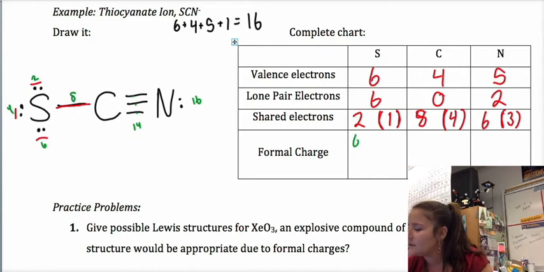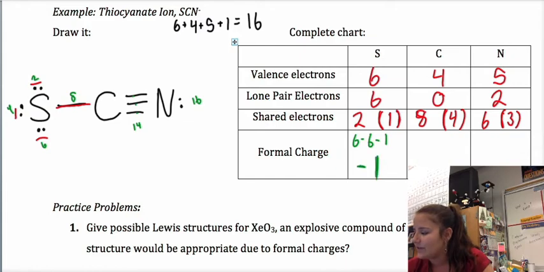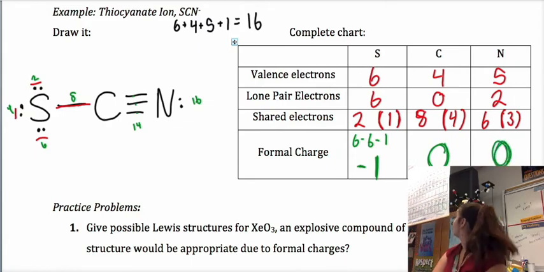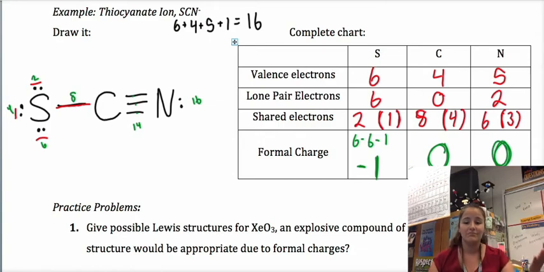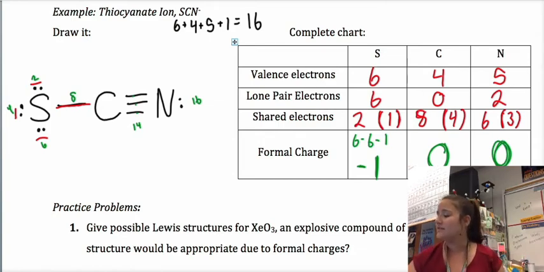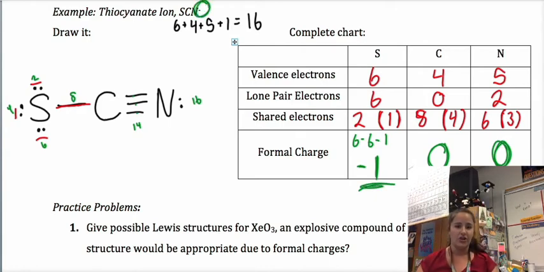The sulfur is going to be 6 minus 6 minus 1 for a total of -1. 4 minus 0 minus 4, 0. 5 minus 2 minus 3, 0. Okay. So that looks pretty good. And look at the sum of the negative charge: 0 plus -1 is -1, and that is the charge on the ion. So that's a way we can know we got it right.